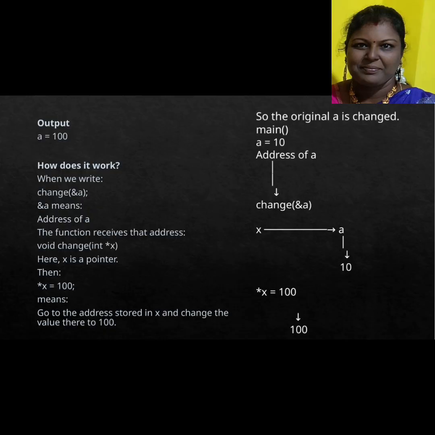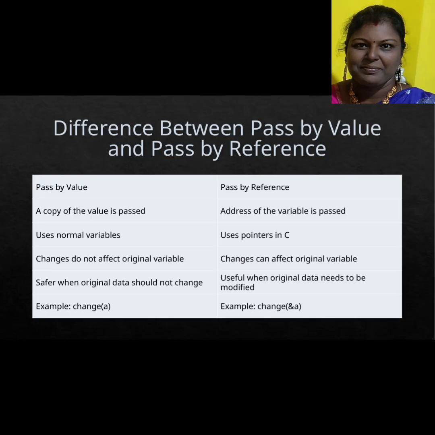When we talk about passing data in programming, there are two main ways to do it: pass by value and pass by reference. Pass by value means a copy of the data is given to the function. The original stays safe and unchanged. Pass by reference, on the other hand, passes the address of the variable, so any changes affect the original data. Pass by value is safer when you want to protect your data. Pass by reference is handy when you need to modify the original directly.